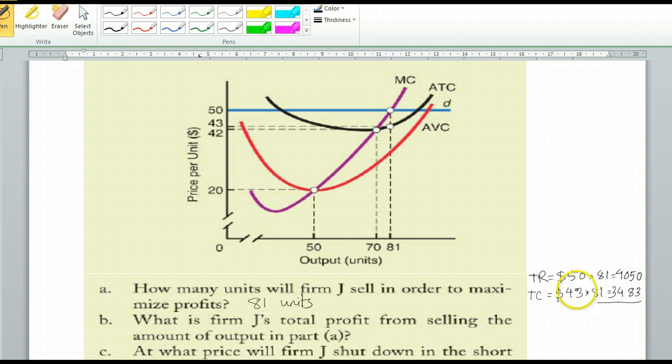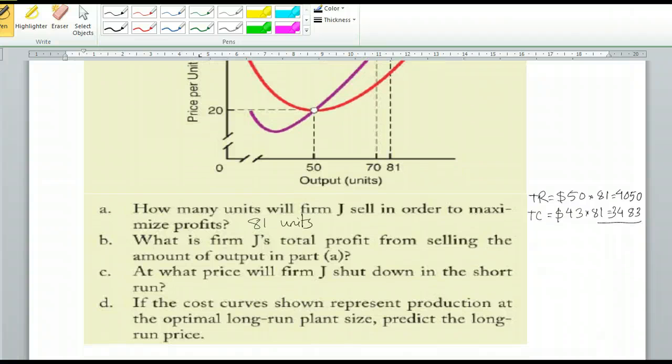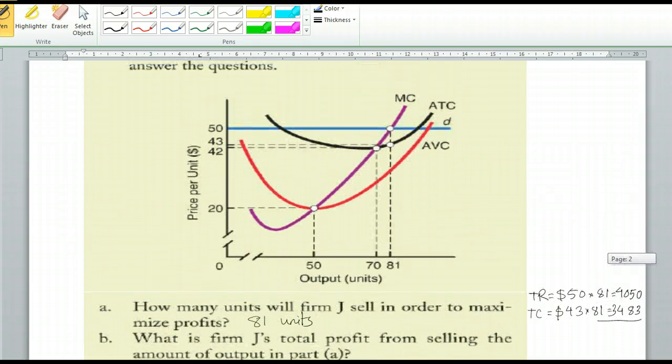And now if we deduct the total cost from this total revenue, you'll find your total profit. So I'll let you do the calculation. Part C is asking, at what price will firm J shut down in the short run? We know that a firm's short run shutdown decision was based on its price and the average variable cost. If price happens to be less than the minimum average variable cost, the firm does not produce, i.e., the minimum point of the average variable cost was called our shutdown point.